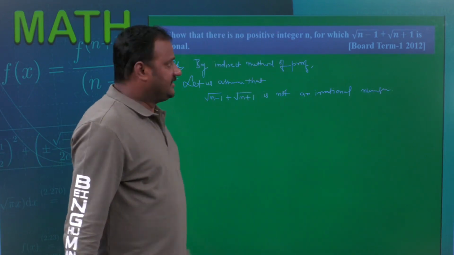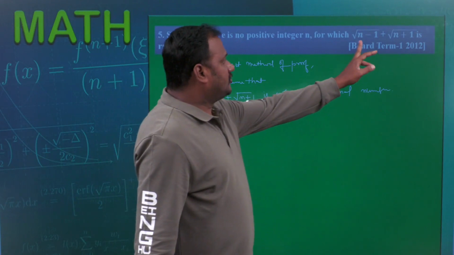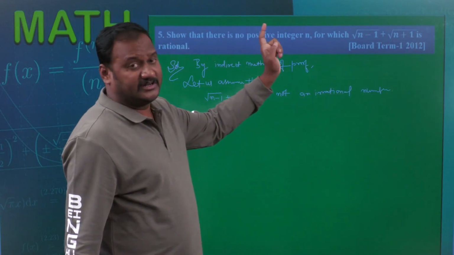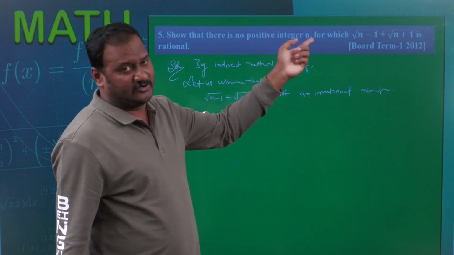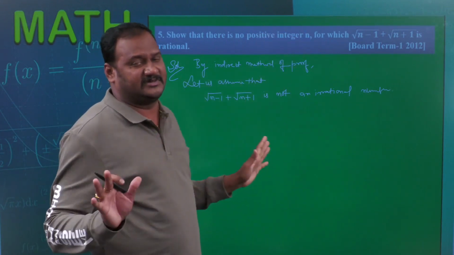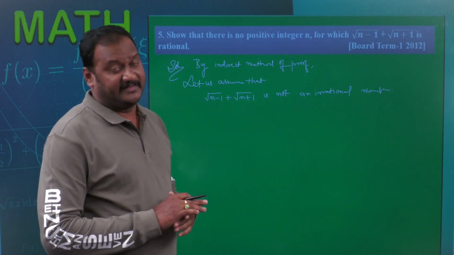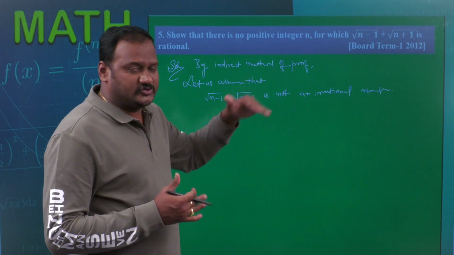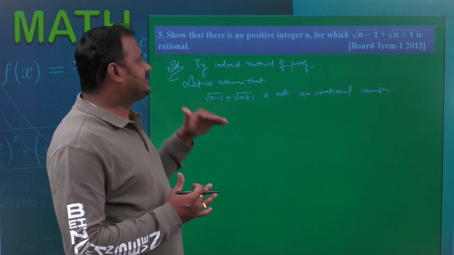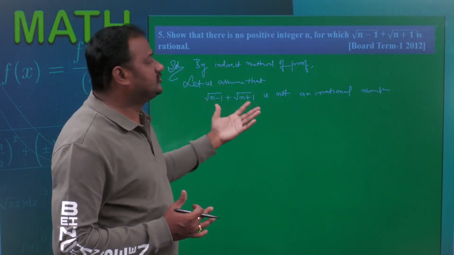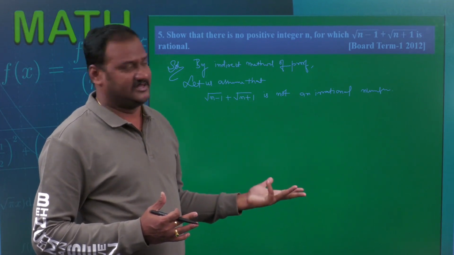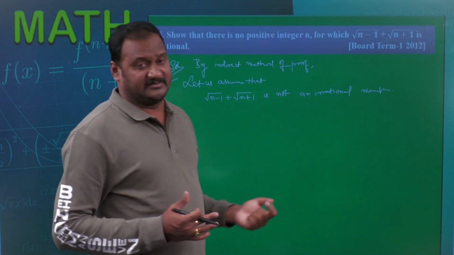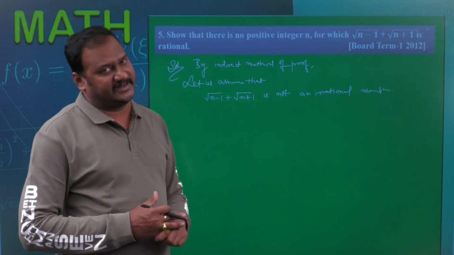Hope you understand. According to the given problem, root over n minus 1 plus root over n plus 1 is a rational number for no value of n. For no value of n means it is always an irrational number. That is the information given, and that is what you will have to prove. So to prove that it is an irrational number, according to our indirect method of proof, let us assume that this number is not an irrational number. Since it is not an irrational number, it should be a rational number, right?